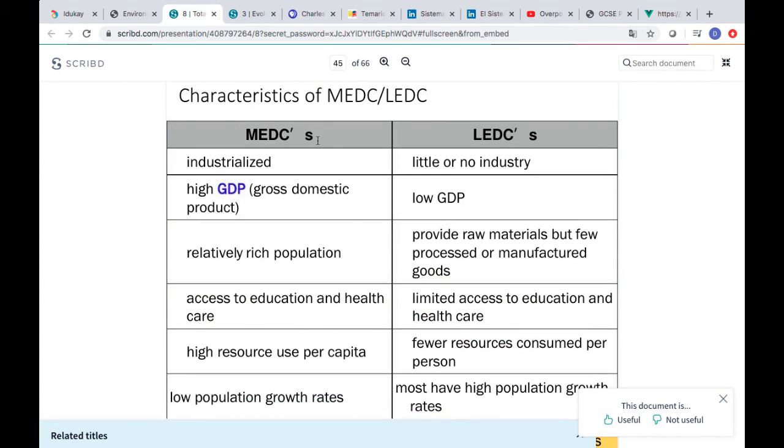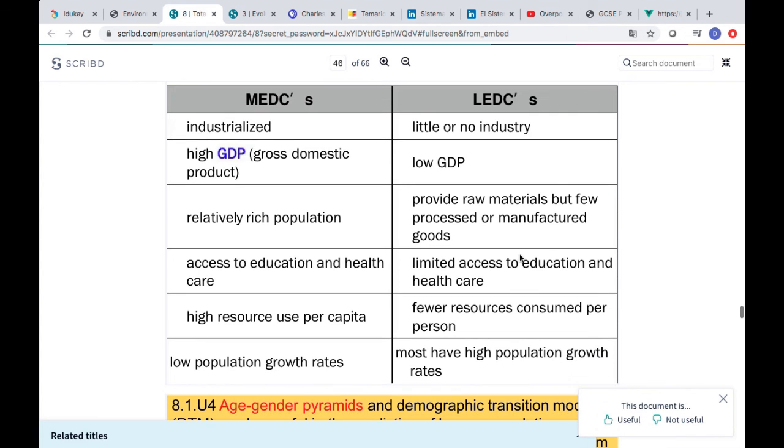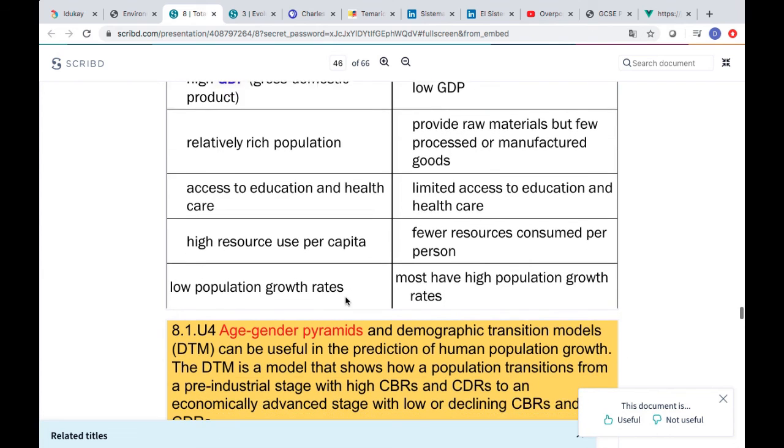And we have MEDCs and LEDCs. Just this thing to remember. What is a MEDC? What is a LEDC? MEDCs are more economically developed countries, and LEDCs are less economically developed countries. MEDCs are more industrialized. LEDCs have few or no industries. They have a relatively rich population, and LEDCs have a population that is poor. They have access to education and health, while LEDCs have limited access to education and health. So you know, because we have already talked about that.